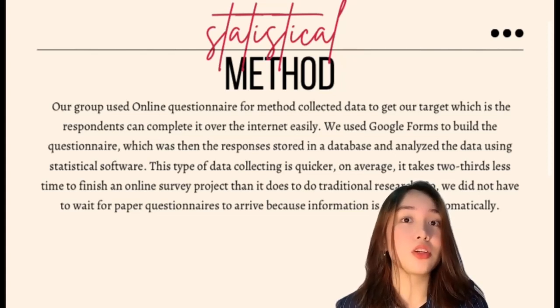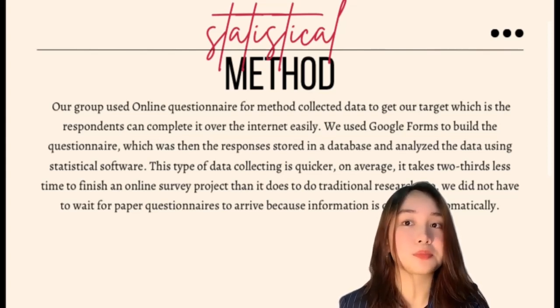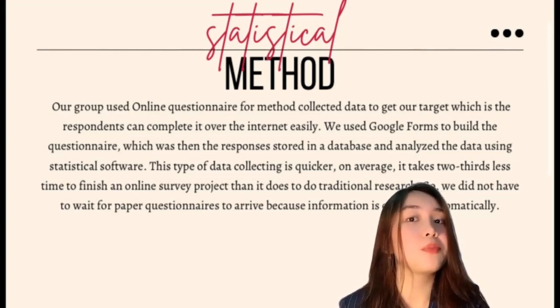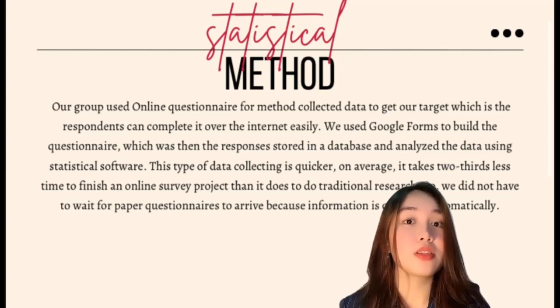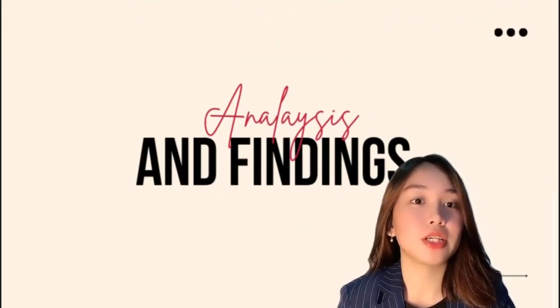Furthermore, using an online questionnaire reduces our research costs. We can save money on postage, paper, and printing. We also do not have to allocate time and resources to enter the information into a database. For this study, we sent our link to the online service, which is the Google Form, through WhatsApp and Telegram groups or private messages. Then the respondents would have a range of options for accessing the survey, including mobile devices, laptops, and PCs. I will be talking about the analysis and findings of our project.